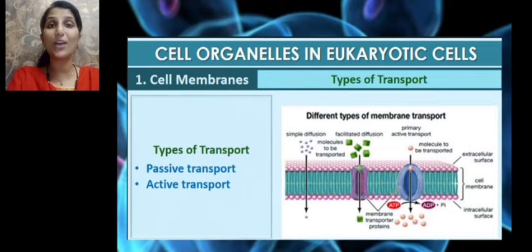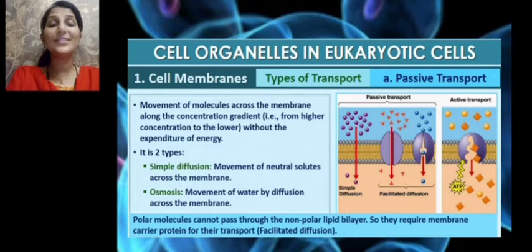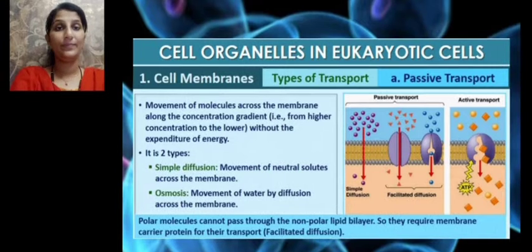And how does it allow the transport of molecules? There are two types of transport: passive transport and active transport. What is passive transport? It is a movement of molecules across the membrane along a concentration gradient. There should be a difference of concentration on either side of the membrane. So movement of molecules across the cell membrane takes place according to a concentration gradient, that is from a region of higher concentration to a region of lower concentration without the expenditure of energy.